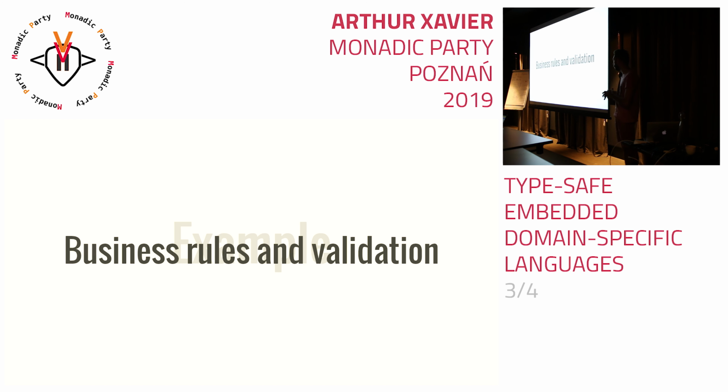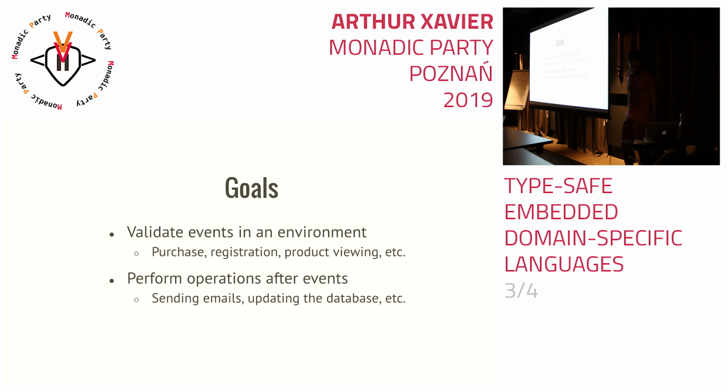So now we're going to see a real-world example, perhaps could be labeled real-world, but it's a concrete example about a DSL for business rules and validation. The goals here are basically that we have a set of events in our application. Suppose we already have a web application running, and we dispatch a bunch of events in it. The user accesses our system and registers, they buy a product, they view a product, etc. We want to validate these events given the data that they contain. We want to, for example, validate a purchase, validate a registration, etc.